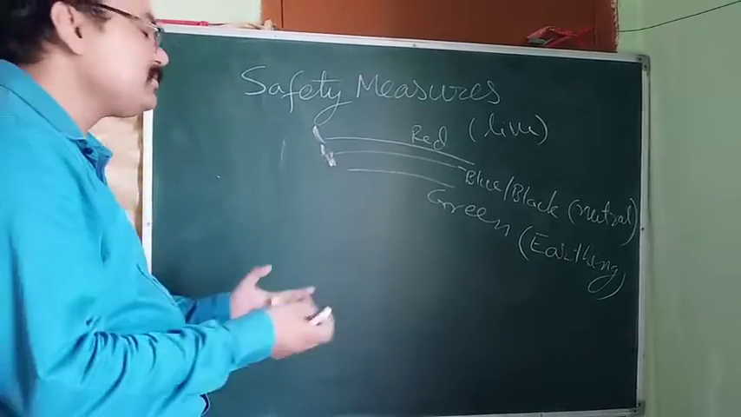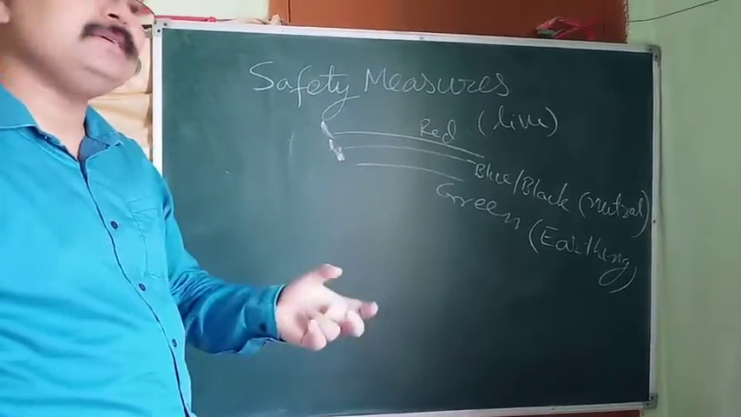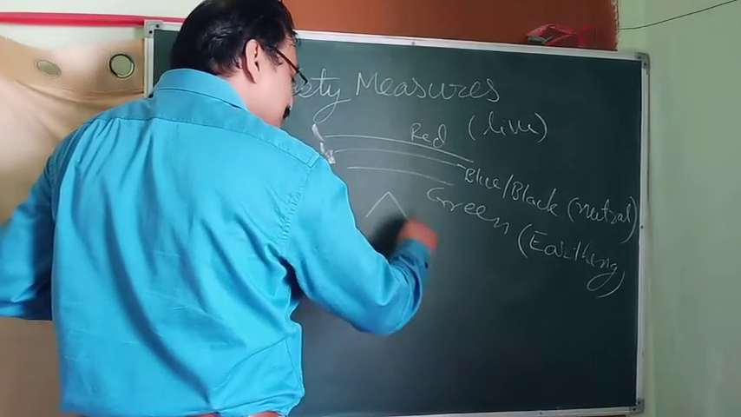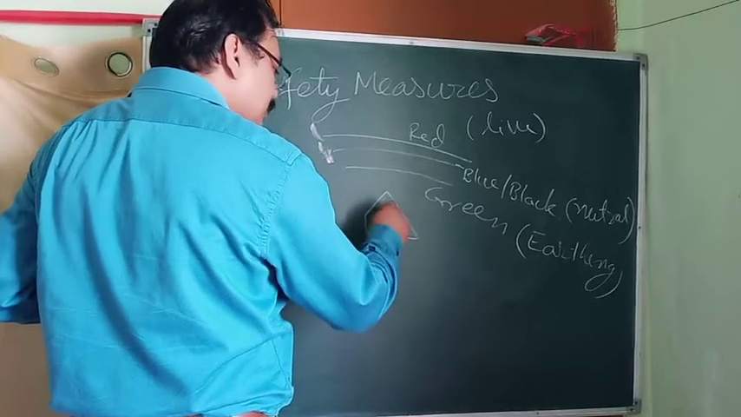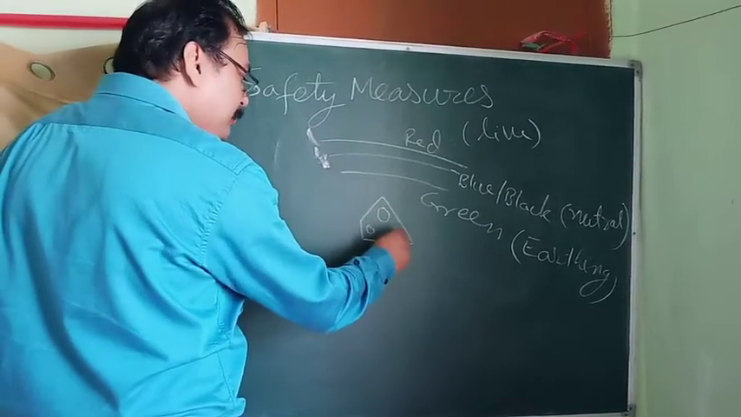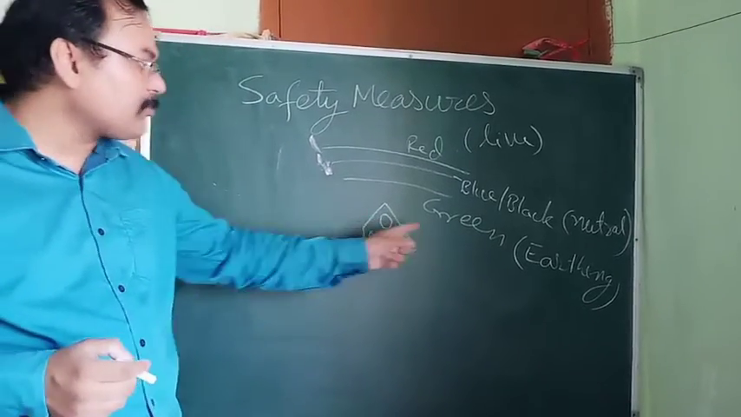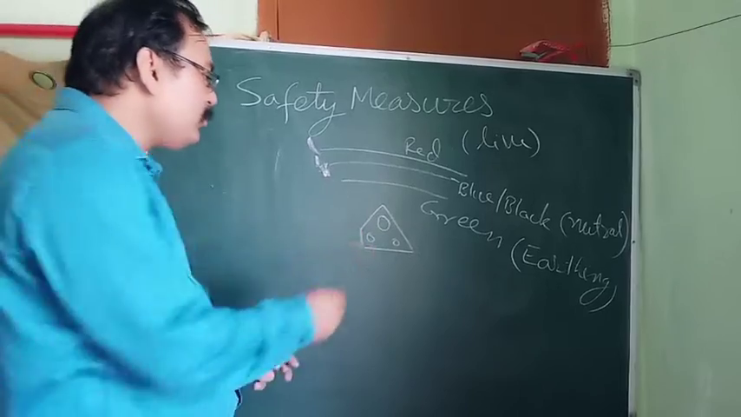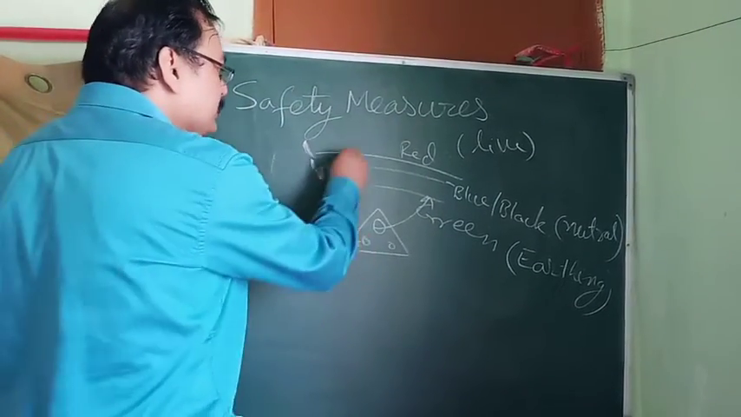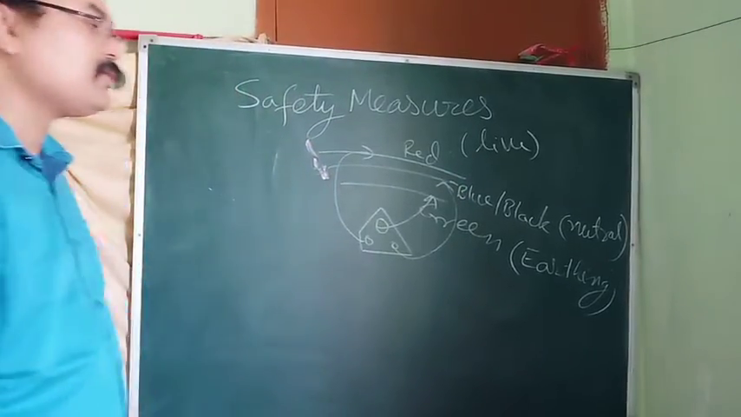You might have seen the plugs of heavy devices like fridges, AC, coolers. You will find the plugs are like this. Here a big pin is coming out, and here very thin pins are coming out. This thick pin is for earthing. So when you connect to the board, this gets connected to the earthing, one of the thin pins gets connected to the live, and the other gets connected to the neutral wire.